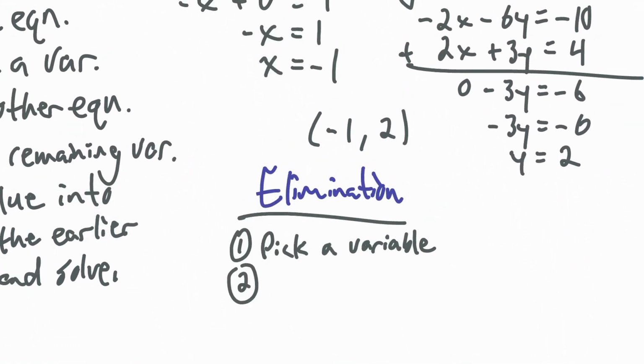Then you need to multiply each equation by a number that will result in the coefficients of that chosen variable being the same, as in like 3y and 3y, or opposite, as in negative 2x and positive 2x. Okay, so that's kind of a mouthful, but you're going to multiply each equation.